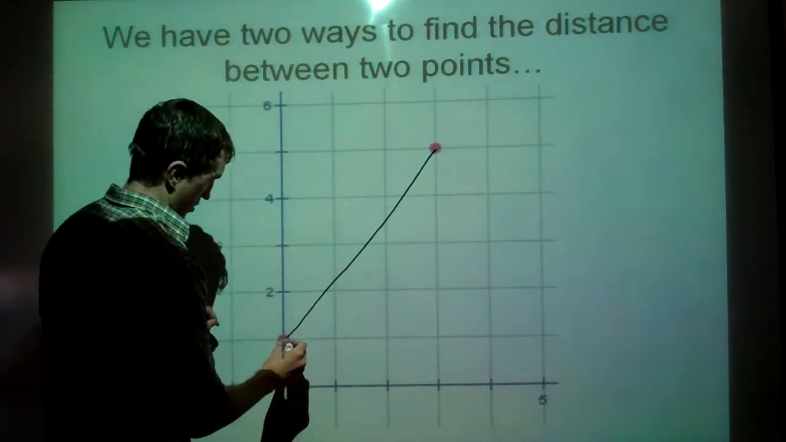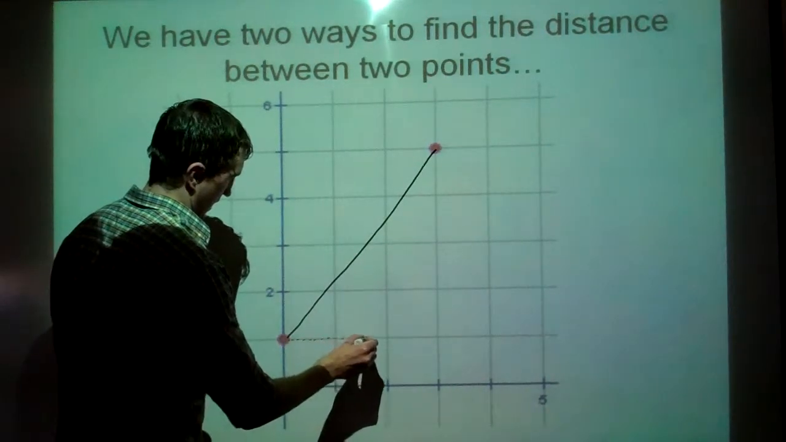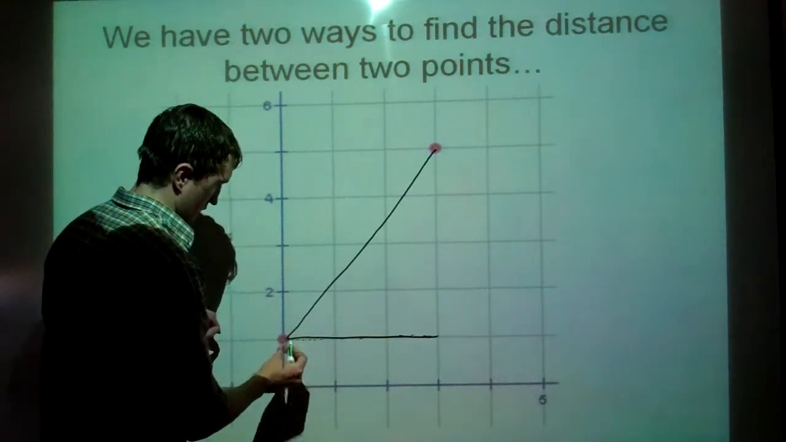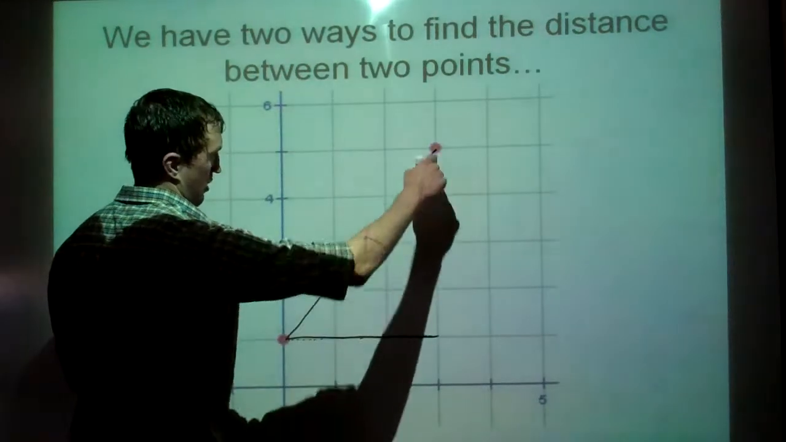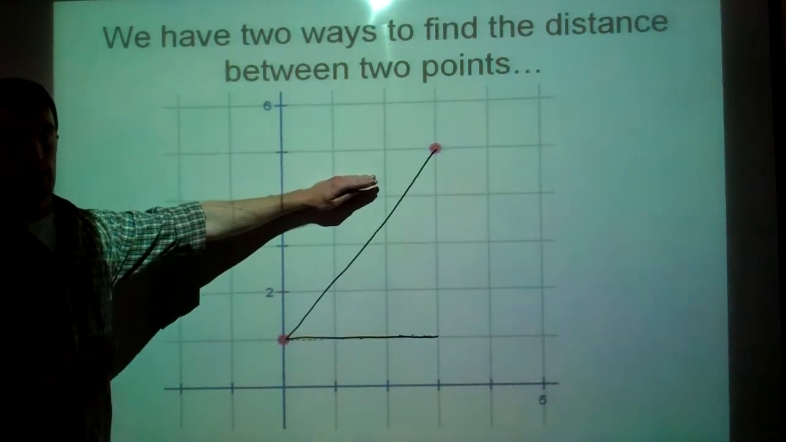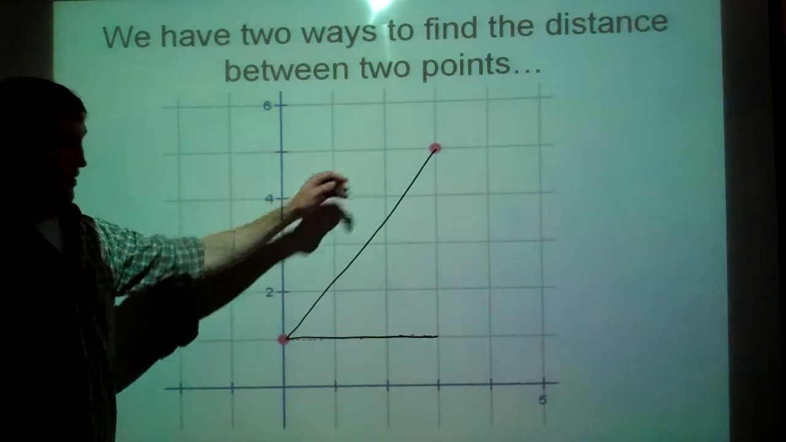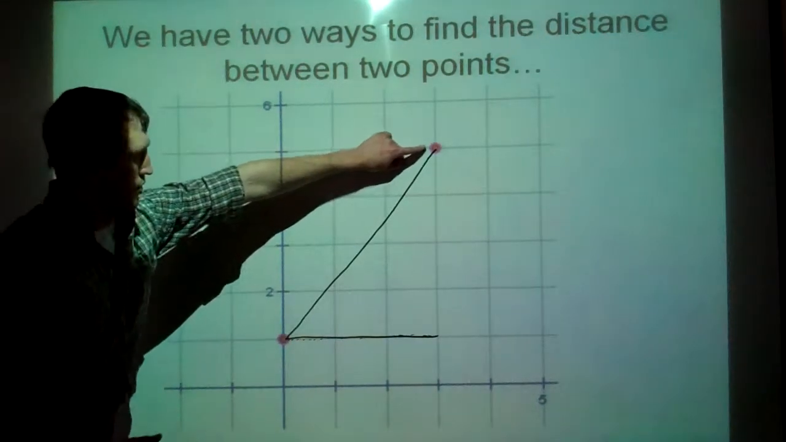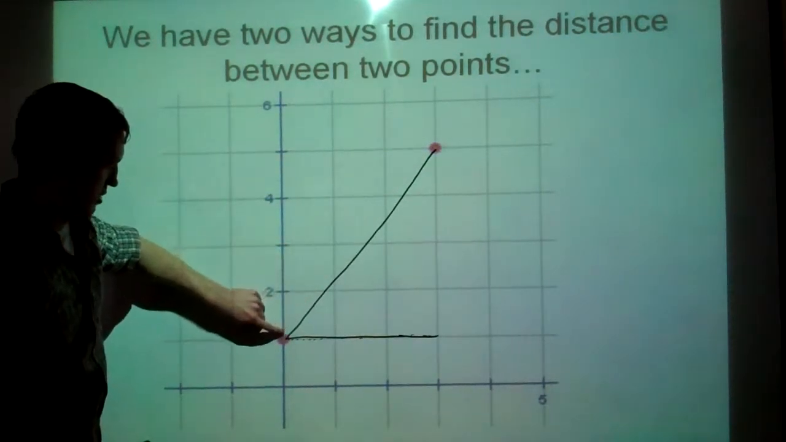But we do have another way to get from point A to point B, let's say. We could go around, maybe take a straight path like this, and then from here go straight up. We have a lot of different ways that we can get from A to B. Whenever they ask for distance, they're looking for the straight path. So we want to figure out this distance right here.